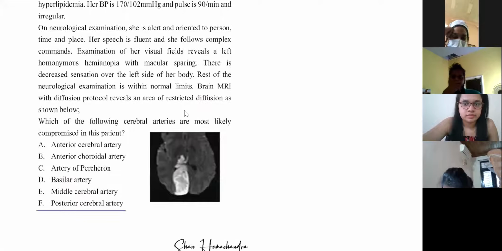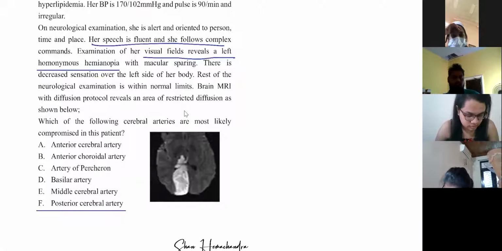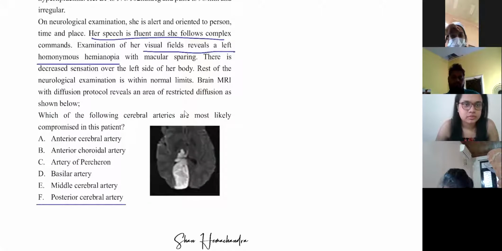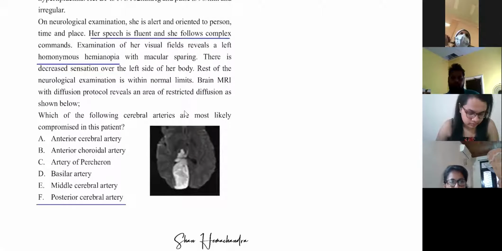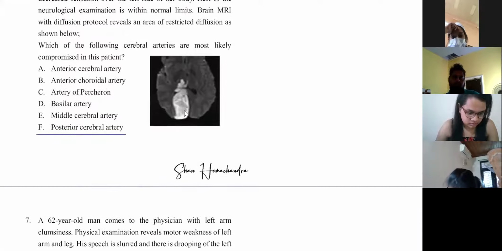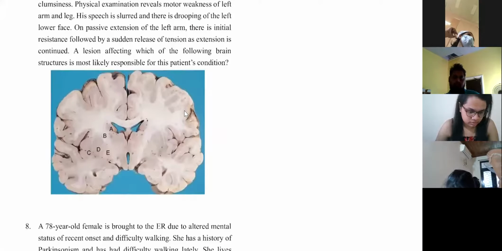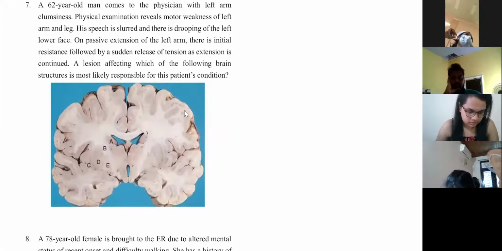Okay. Now the question. Speech is okay. That means MCA is normal. Visual field defects reveal a left homonymous hemianopia with macular sparing. We will do this. This is something we have to do in detail. It's a huge lesson in neurology. So, which cerebral artery is most likely compromised? Posterior cerebral artery.